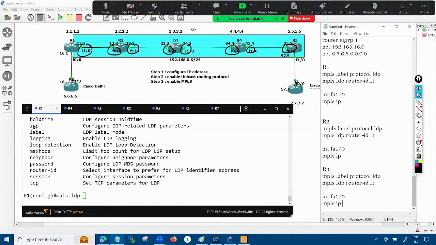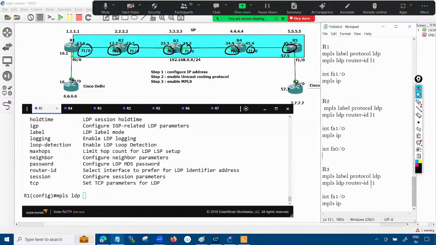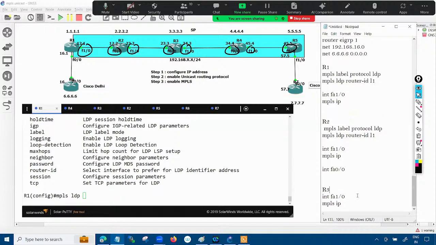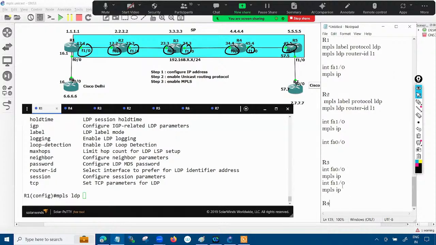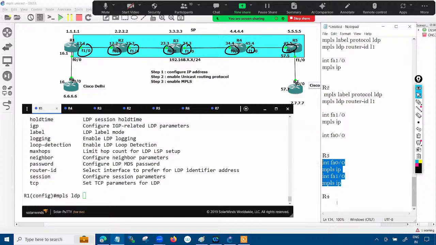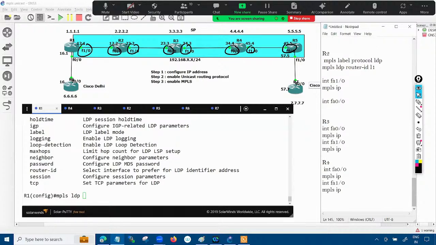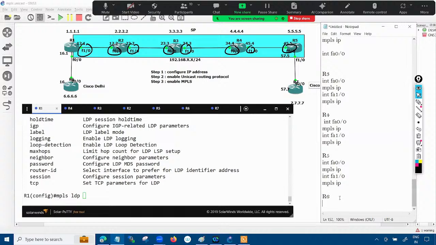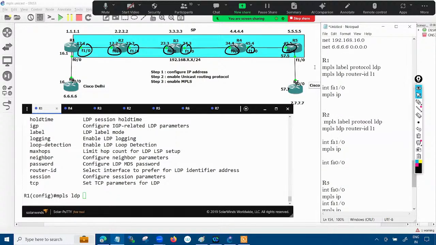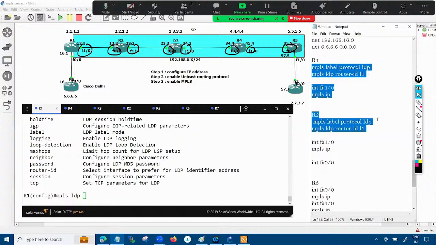On router 3, and on router 2 also, we need to enable MPLS on this particular interface 0/0, right? On router 3, do I need to enable this command? No, I don't need this command. On interface 0/0, I just need to enable MPLS, that's all. On router 4, I can just enable it. Router 5, and router 7. On router 6, I just consider interface 0/0 MPLS IP. So these two commands I just enable on router 1 and router 2. That's all. As I mentioned, that's an optional command. It's not a mandatory command.